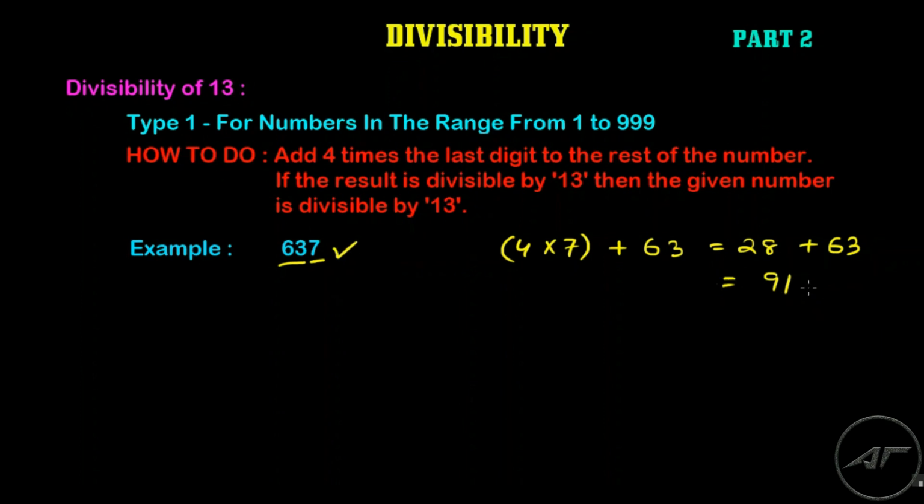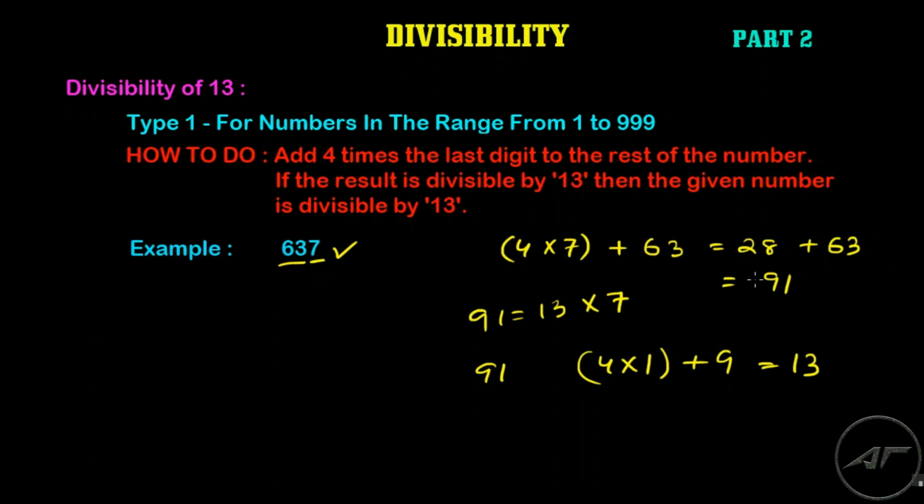Now I'm just doing this in case you don't remember the multiplication tables. As 91 is actually 13 into 7. But if you don't remember the multiplication tables, you can check it like this. You have 91. In order to check if 91 is divisible by 13 or not, multiply 4 times 1 and add it to the rest of the number, that is 9, which is going to be 4 plus 9, that's 13. Therefore, as 91 is divisible by 13, therefore 637 is divisible by 13.